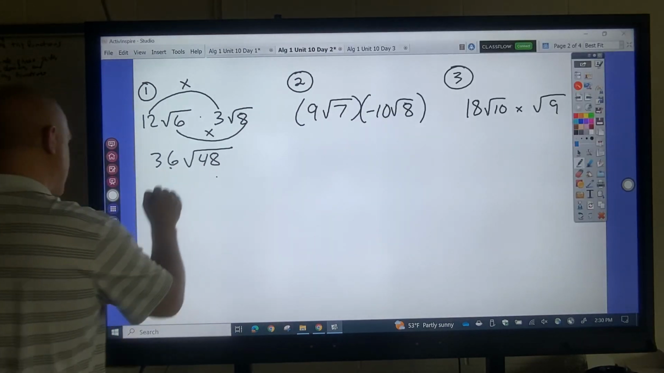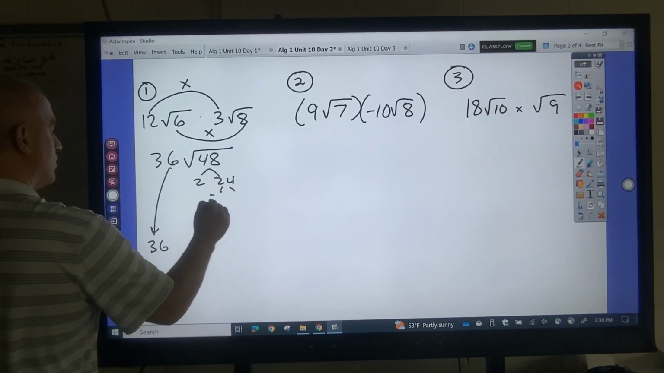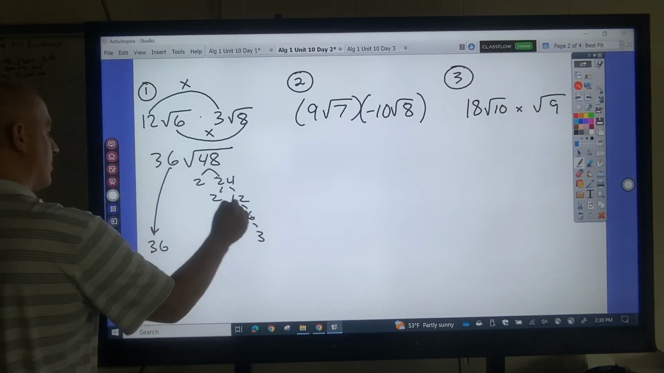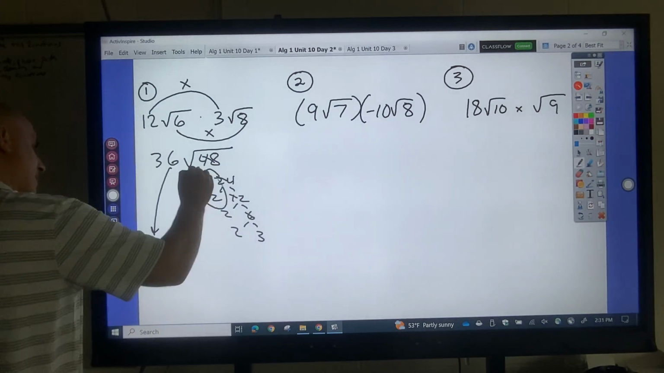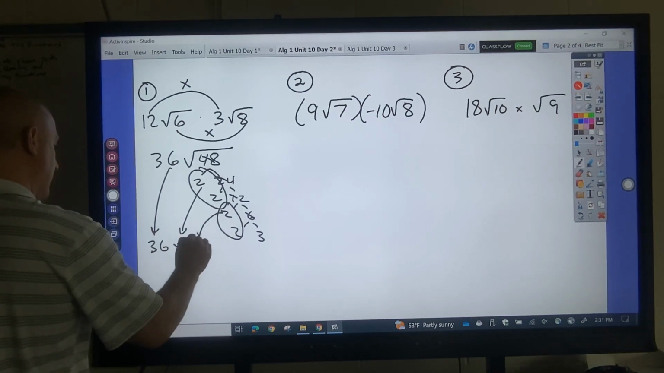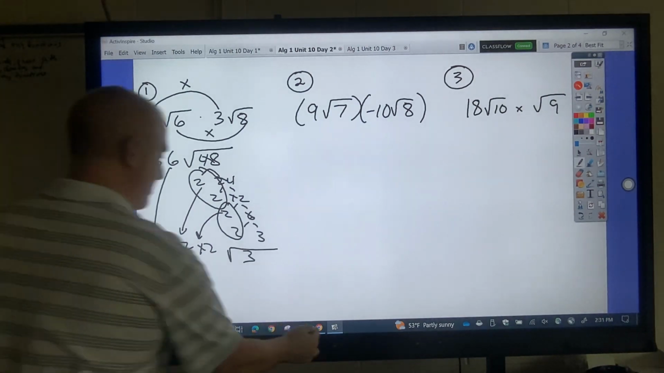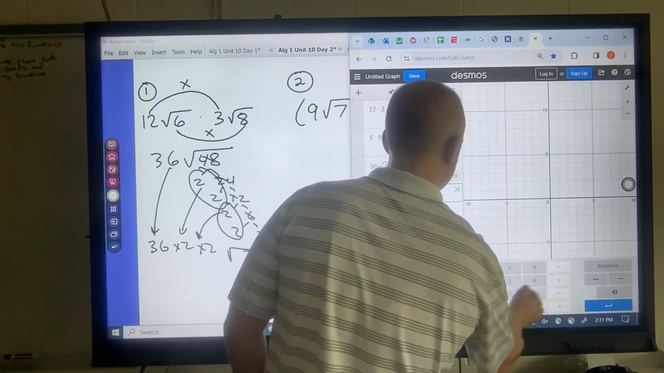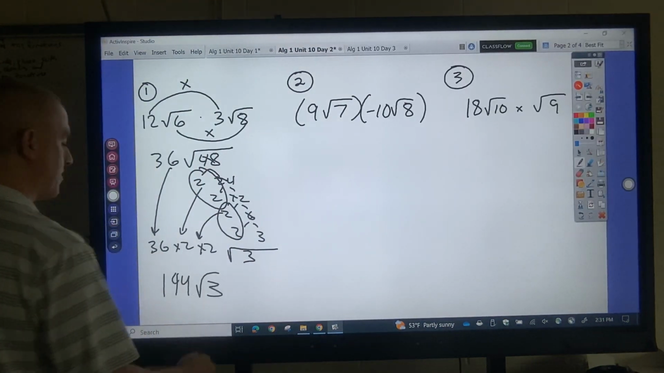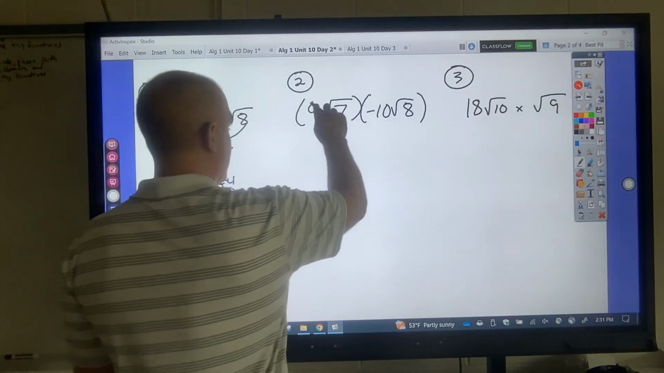Now, just like before, that 36 automatically comes down to 2 and 24, 2 and 12, 2 and 6, 2 and 3. Okay, pair, pair. So each one of these would join 36, left over with a 3 inside. So 36 times 2 times 2, 144. So 144 square root of 3. Okay, so this is another way to write multiplication.